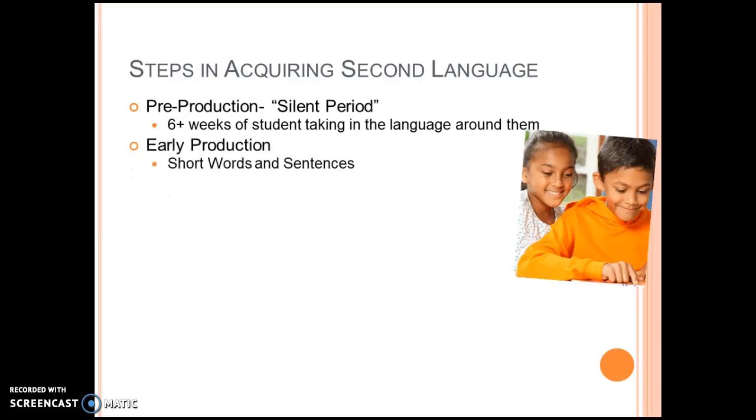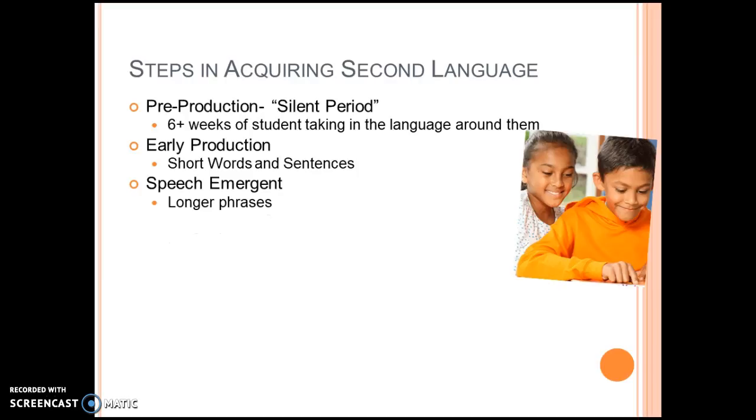Once they start practicing it, you've got your early production stage, and it's usually just going to be short words or sentences. Same deal, like we said, as your first language. Your first utterances: mom, milk, can I have this, can I have that? Alright, just short words and sentences that get their point across.